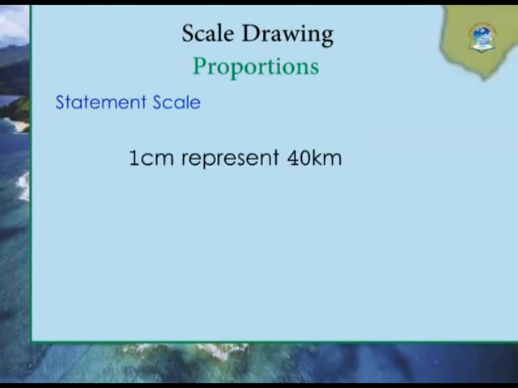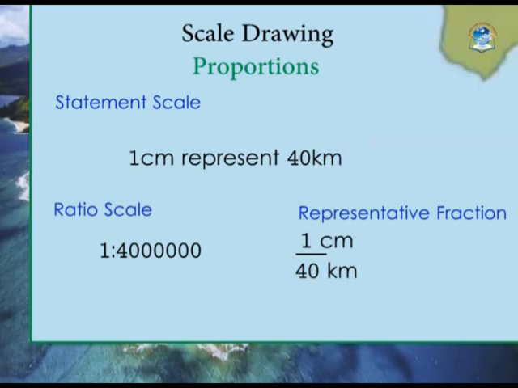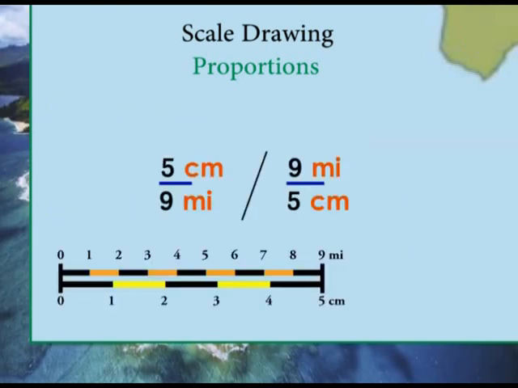This means that 5 centimeters on the map represent 9 miles on the ground. We could also have a statement scale, like 1 centimeter represents 40 kilometers. Or a ratio scale. Usually in ratio scale, the units must be the same. And so for 1 centimeter represents 40 kilometers, all the units must be in centimeters. And so we shall have 1 to 4 million. We can have that in the form of a fraction: 1 centimeter over 40 kilometers, or 1 centimeter over 4 million centimeters. For our map, it shall be 5 centimeters over 9 miles, or 9 miles over 5 centimeters.